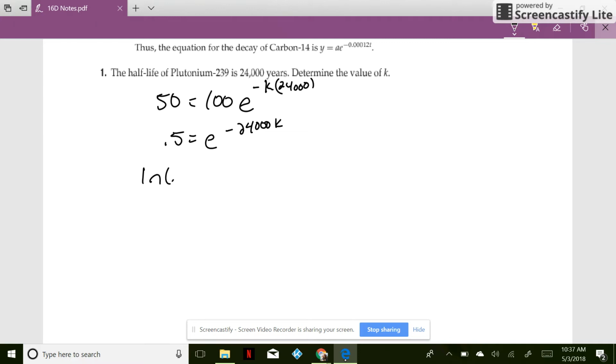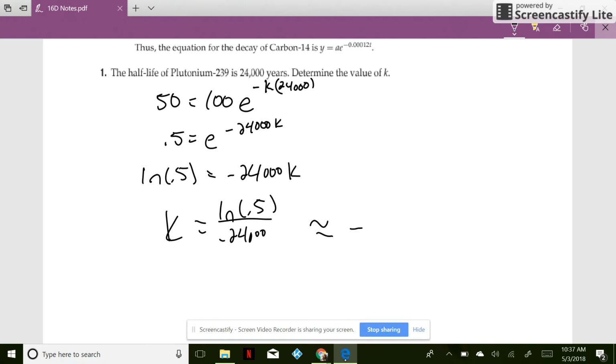Take the natural log of both sides. That undoes that e to the power. So we're just left with the exponent. And then divide. So our k is going to be the natural log of 1/2 divided by negative 24,000. It's going to be a really small number. We got 4 zeros here and then about a 289.